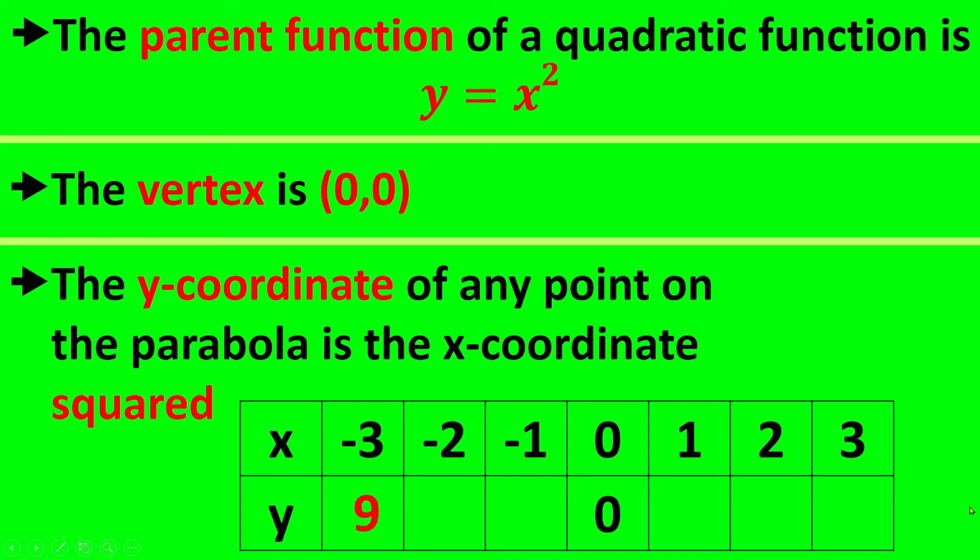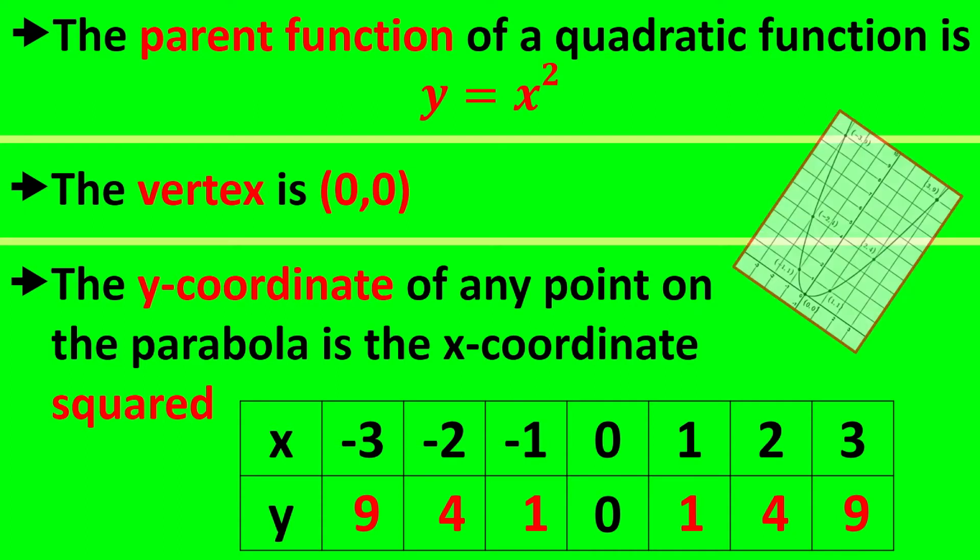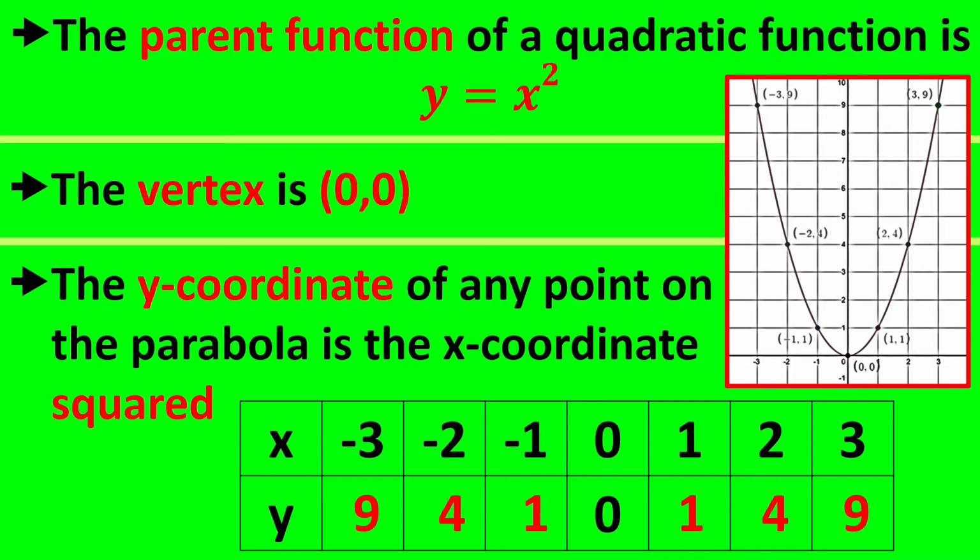If we have an x coordinate of -2, our y coordinate will be 4. If we have an x coordinate of -1, our y coordinate will be 1. And an x coordinate of 1 will give us a y coordinate of 1. An x coordinate of 2 will give us a y coordinate of 4. And an x coordinate of 3 will give us a y coordinate of 9. That is the parent function. There's a graph of the parent function with those points plotted on the graph.